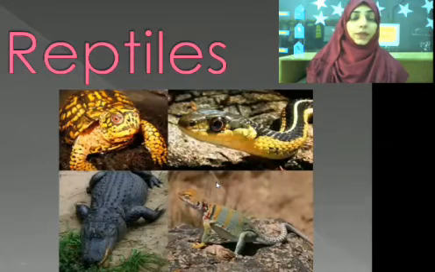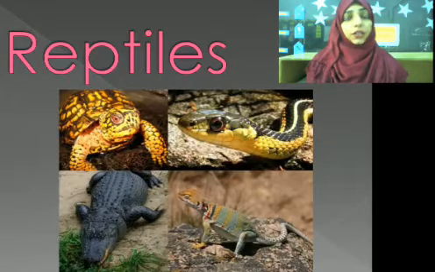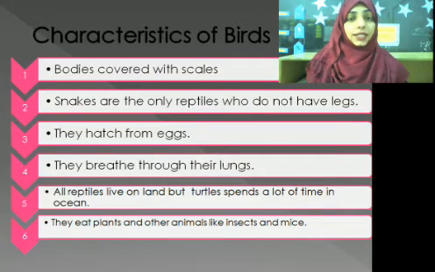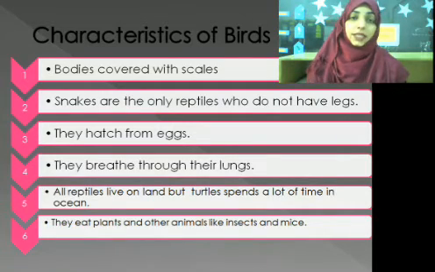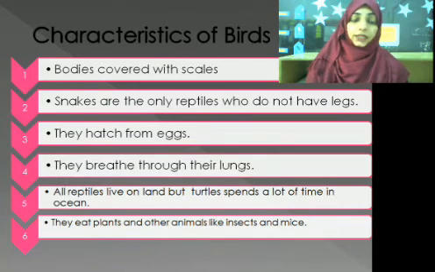Let's see what reptiles are. As you can see in the picture, snakes, turtles, and lizards are all reptiles. Now let's see the characteristics of a reptile. Their bodies are covered with scales, and snakes are the only reptiles which do not have legs. Like you can see, the lizard or the turtle have legs, but the only reptile which does not have legs is the snake. They hatch from eggs and they breathe through their lungs.